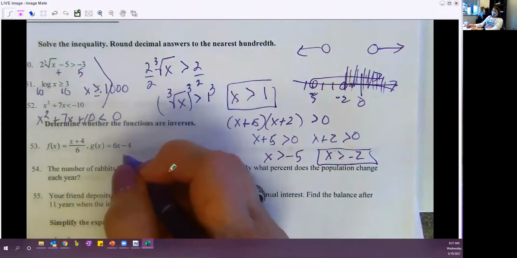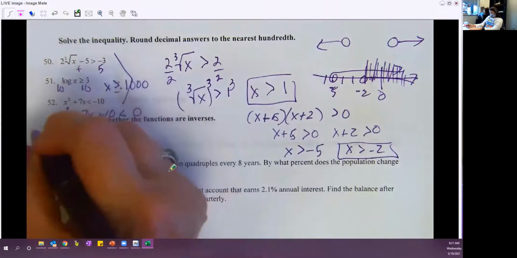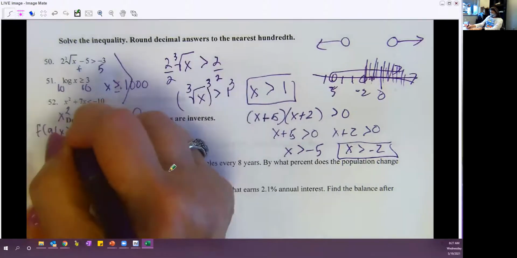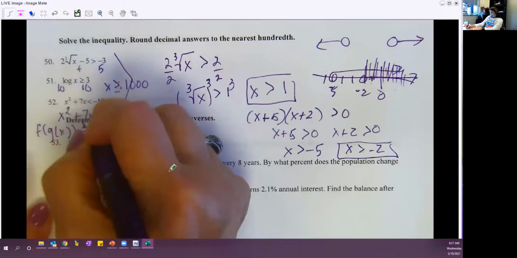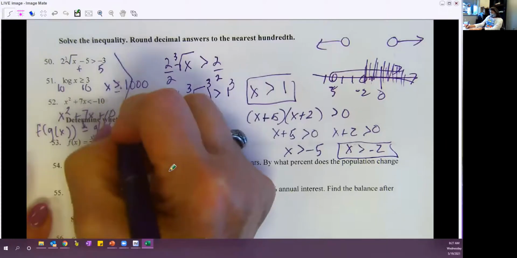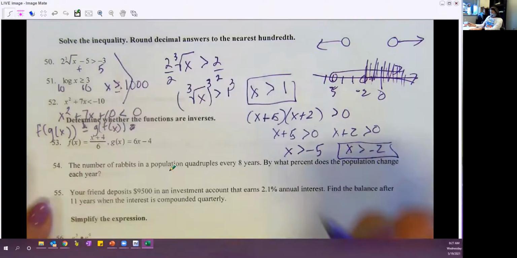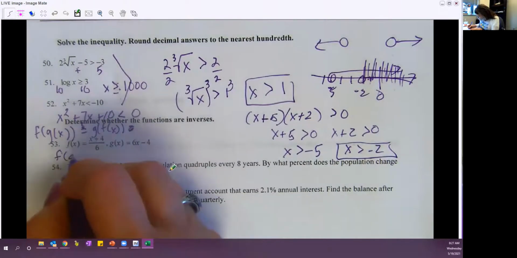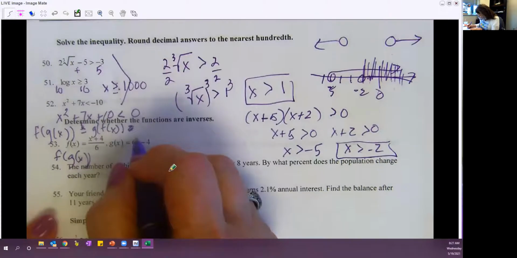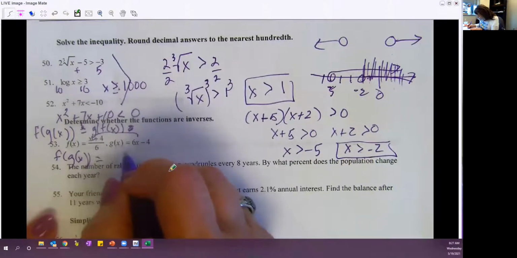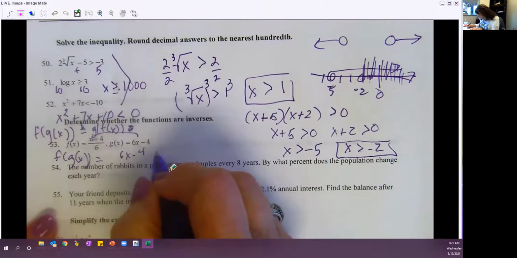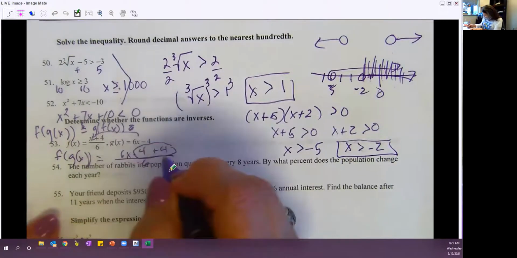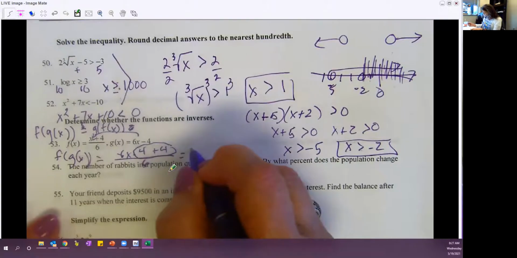To determine if these are inverses, you have this f of g of x composition. If that is equal to g of f of x, then they're inverses. So we take f of g of x, and we're going to put g inside f. So that is 6x minus 4, where the x goes, plus the 4 over 6. So the -4 plus 4 is 0, and the 6 divided by 6 is 1. So that's equal to x.